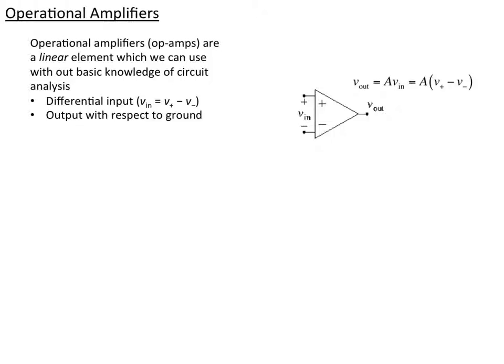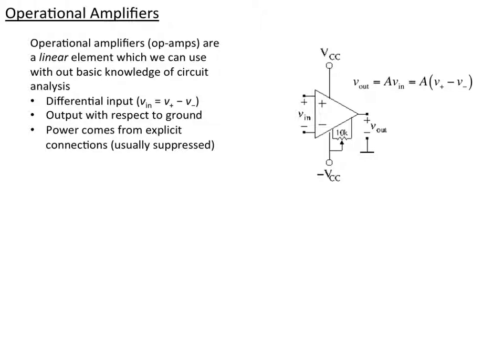And then the output is with respect to ground, so it's how far V out is above ground that is measured. And that is going to be some large multiple of the input differential voltage. So we can say that V out then is A times (V plus minus V minus).